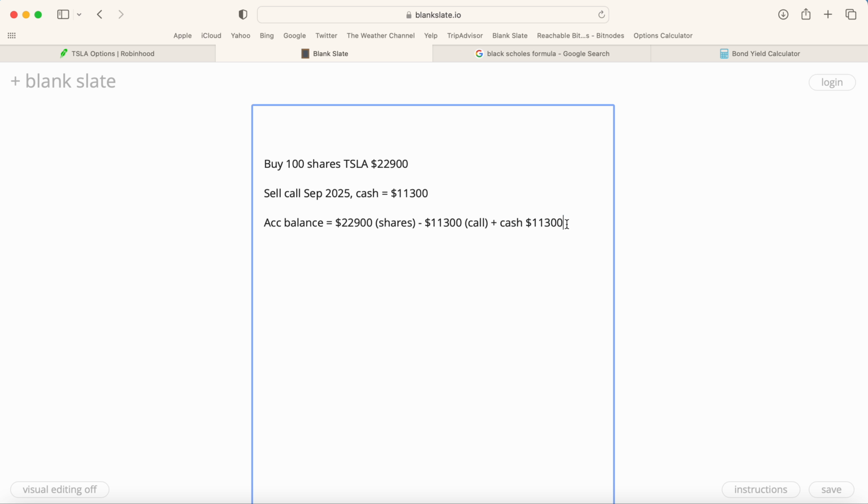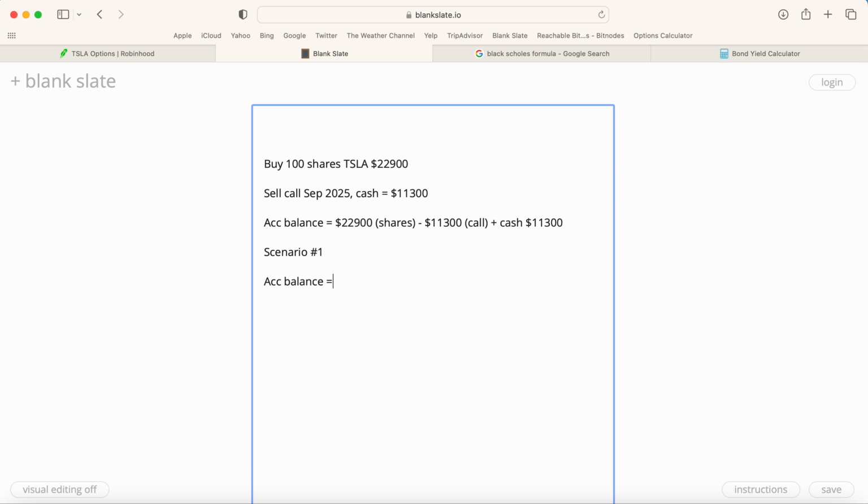Okay. So in September 2025, two things are going to happen. We're either going to be trading above $130 a share or below $130 a share. So let's explore both scenarios. Scenario number one, let's say the shares are trading above $130 a share. So your account is going to look something like this.